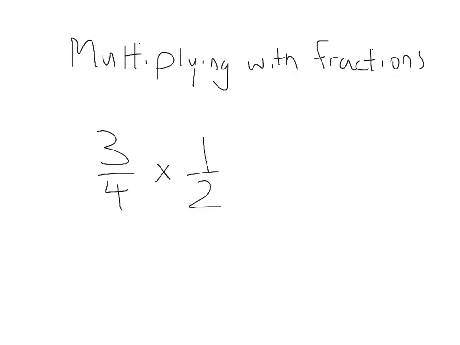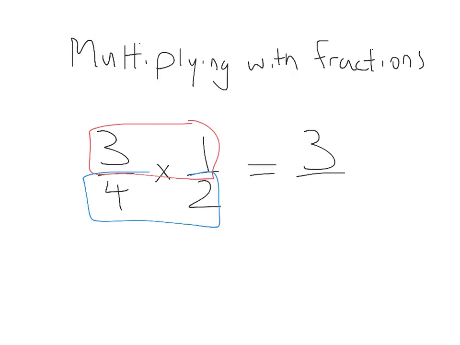Today we're going to talk about multiplying with fractions. Multiplying with fractions is pretty straightforward because all it is, you're going to multiply the top numbers and then multiply the bottom numbers. And then you're going to come up with your answers. So the answer to this one would just be 3 times 1, which is 3, and 4 times 2, which is 8. And that makes sense because if you halve 3/4, you're going to end up with 3/8.